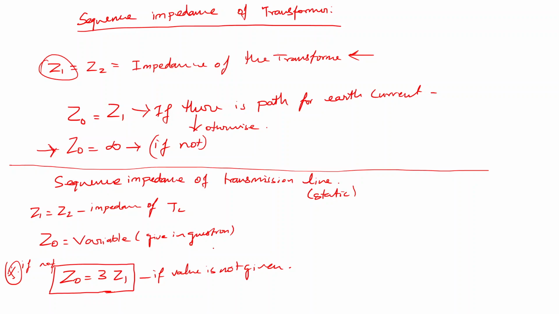Okay. Now, these are all the impedance values and how to calculate them for different equipment available in the power system, especially for drawing the sequence network. Now we are going inside the sequence network. So now we are going for sequence network.